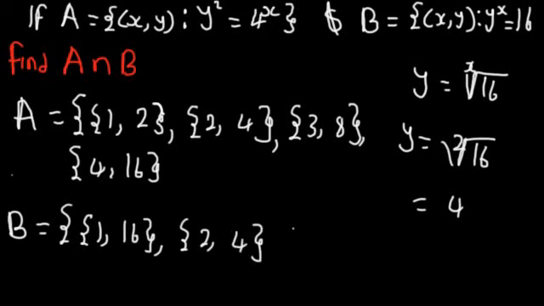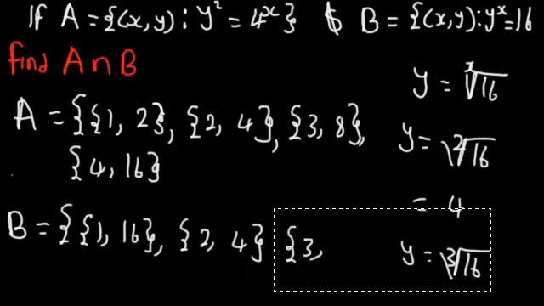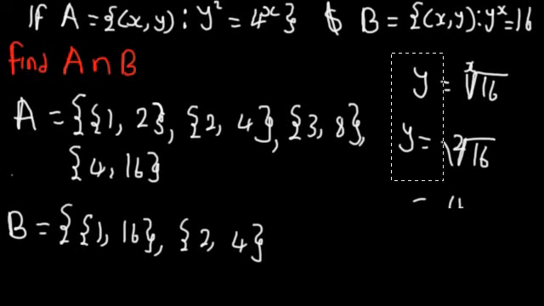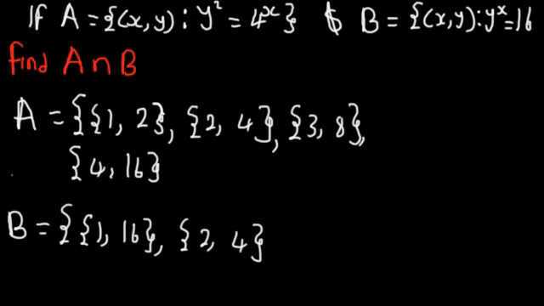Okay, what if when x is 3? When x is 3, y will be equals to what? So y will be equals to the cube root of 16. The fact that we can't find the cube root of 16, let's just stop at this point. So we have this to be the elements in set B.